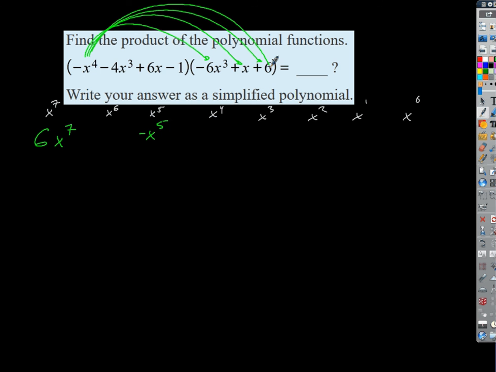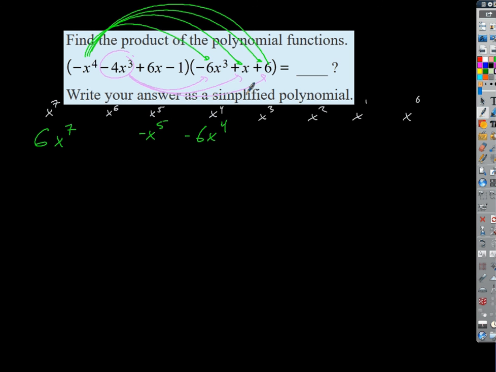Negative 6x to the fourth. So that one goes in the x to the fourth column. Okay, now let's pick a different one. Let's pick the next term, the negative 4x cubed, and let's distribute that one.